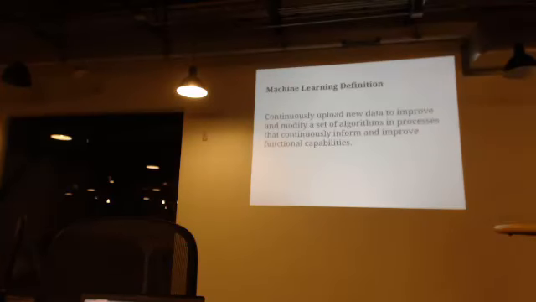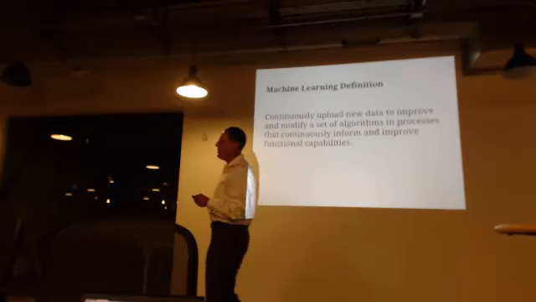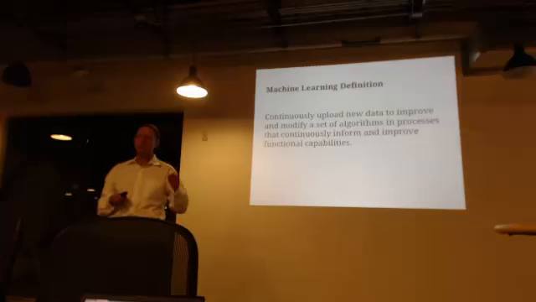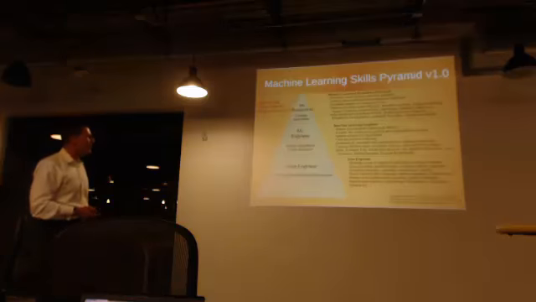So here's my definition, and this is really more of an application definition than a technical definition. It's continuously, keyword continuously, adding new data to improve and modify a set of algorithms and processes that continuously inform and improve functional capabilities. Again, functional capabilities. That means in any organization, your machine learning algorithms have to add value, whether it's to the decision makers on the strategic level, the tactical level, or the operational level.